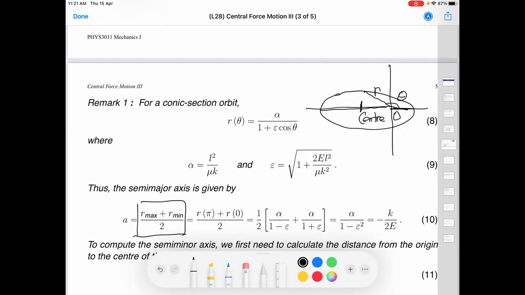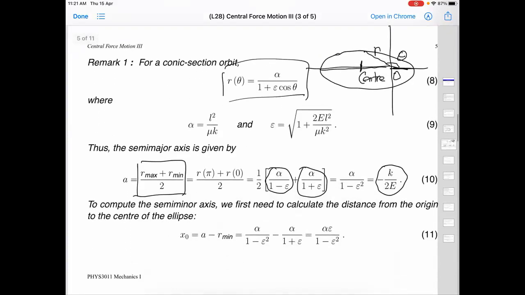All right? So R at theta equal to 0, we have this. R at theta equal to pi, we have this, according to this formula. So we combine them together and simplify. Finally, we have this. So it depends on the total energy and also the coupling of the force. Okay. So we find the semi-major axis.